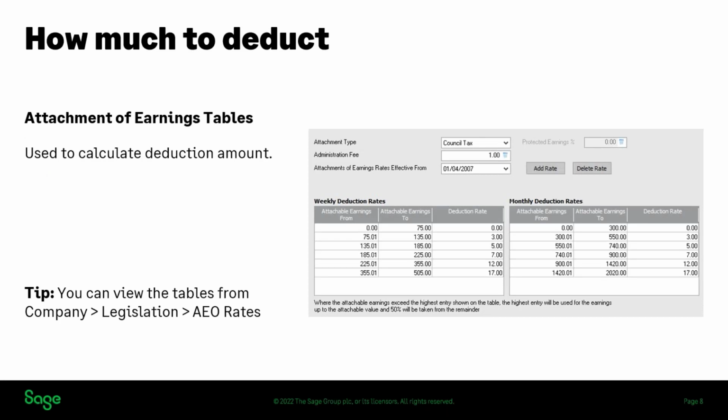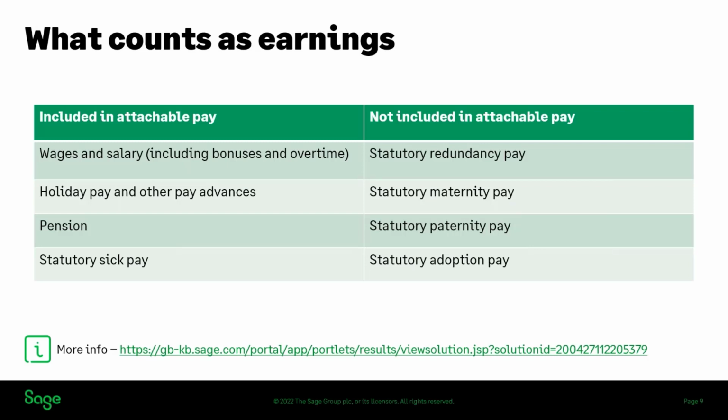In the demo, I'm going to show you a couple of different types of attachments. So some that use normal deduction rates and others that use tables. So we'll get a look at both methods. But before we go into that, let's just clarify what exactly counts as attachable pay.